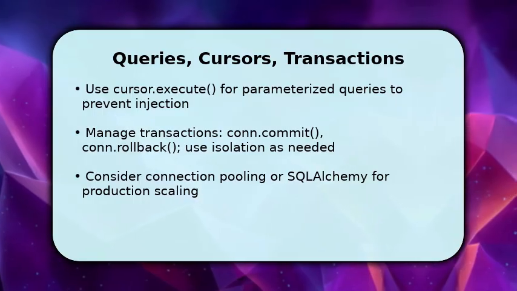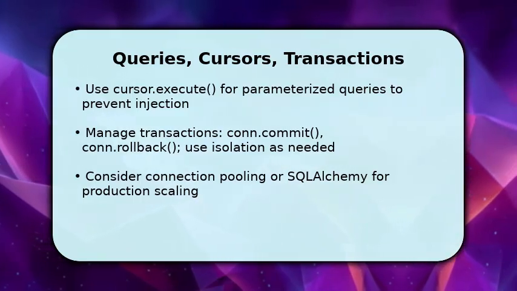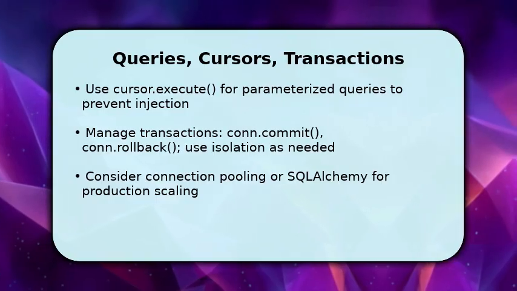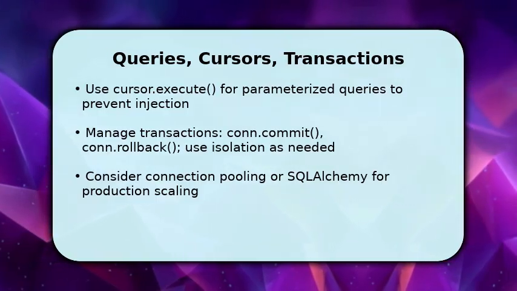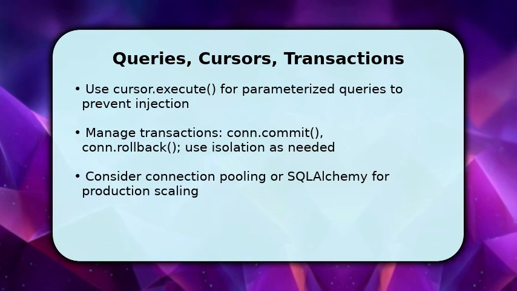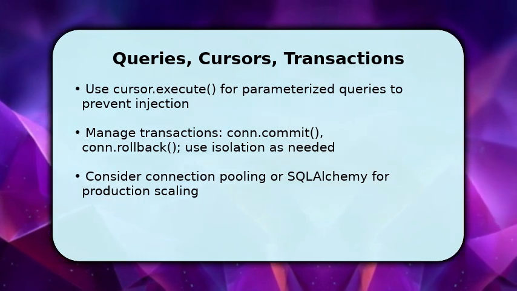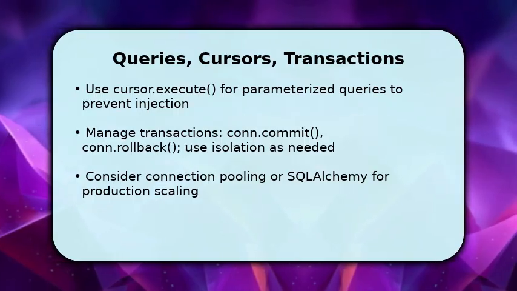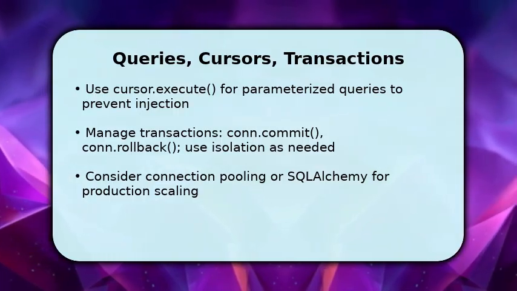Use context managers or finally blocks to close cursors and connections. For larger apps, integrate connection pooling or an ORM like SQLAlchemy to manage sessions and mapping. These middle steps keep your app reliable and ready for concurrency and scale.